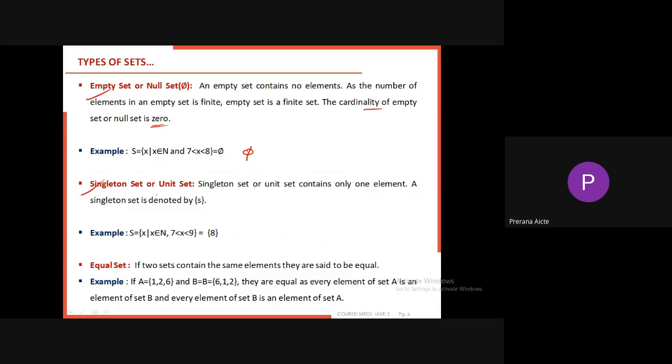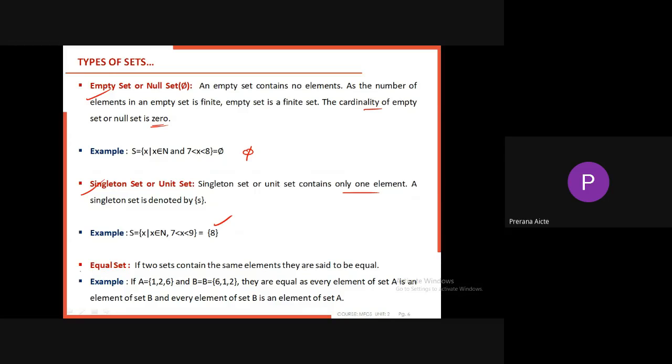Next one, singleton set or unit set. If you consider any set which contains only one element, then that is going to be called a singleton set or unit set. And this is the example: 7 less than x less than 9 means the element that is possible is 8 only. Now it is going to be treated as a singleton set or unit set.